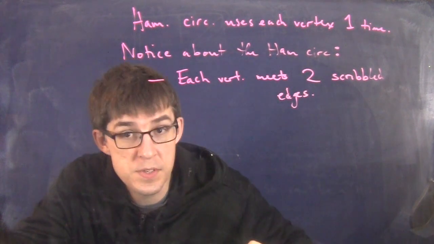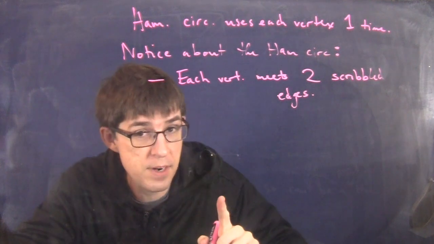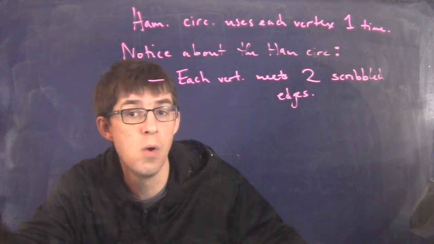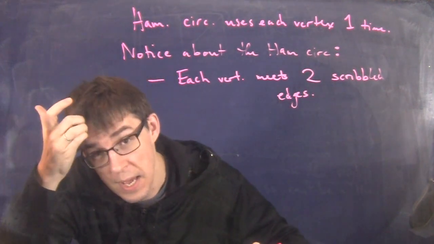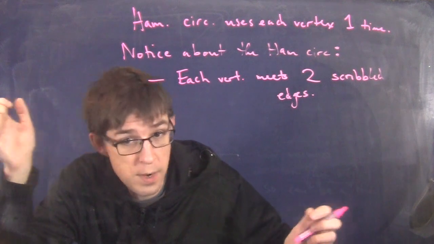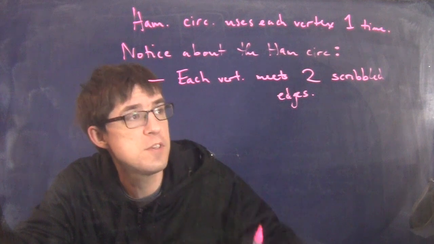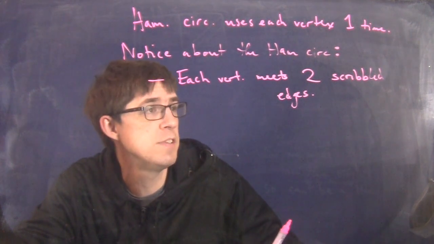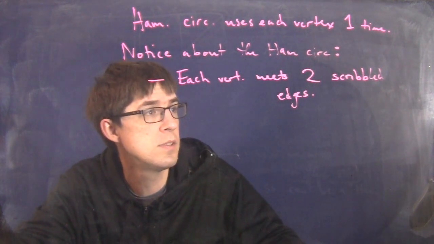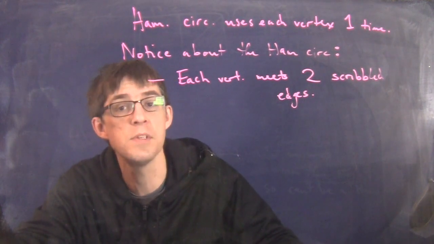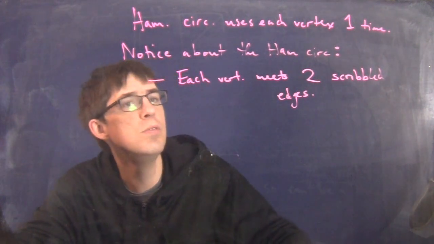Right? That's because this thing is supposed to be a circuit, and it has to meet every vertex. So it needs to arrive at every vertex once and then leave every vertex once. And that's it. It never revisits the vertex. So every vertex meets two of the scribbled edges. One, which is the one that the circuit arrives on, and then one, which is the one the circuit leaves on. No more than two, because the vertex is not revisited, and certainly no less than two, because every vertex must be part of the Hamilton circuit. All right, so this is one fact. Each vertex meets two scribbled edges.